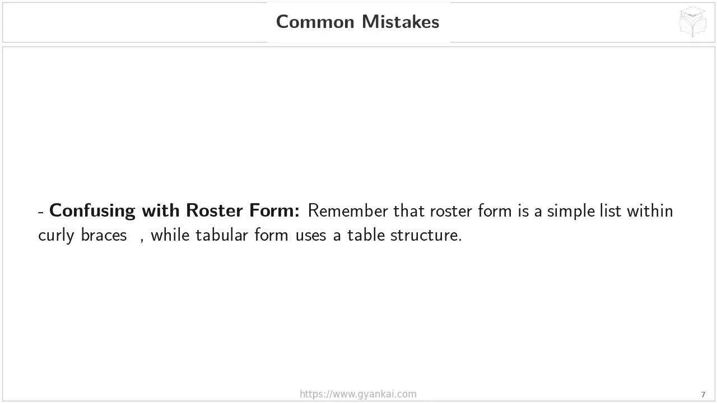Common mistakes. Remember, we discussed earlier that a set is simply a collection of distinct objects. Roster form is one way to list those objects. We enclose them within curly braces. For example, a set containing the numbers 1, 2, and 3 would be written as {1, 2, 3}.